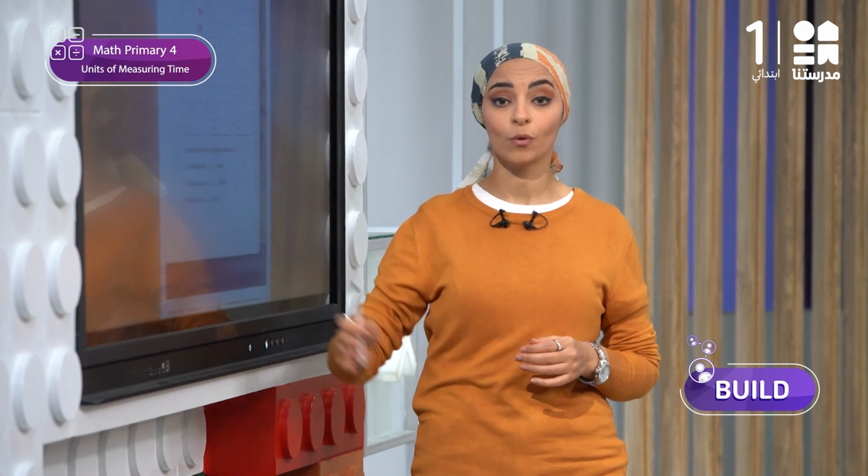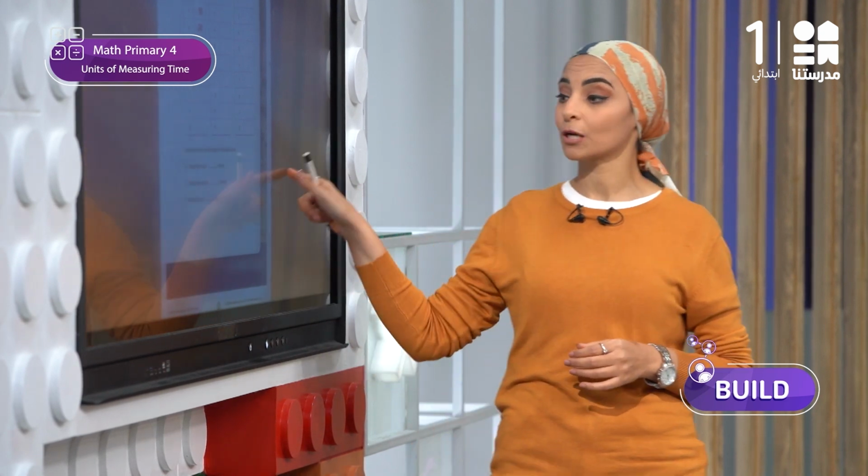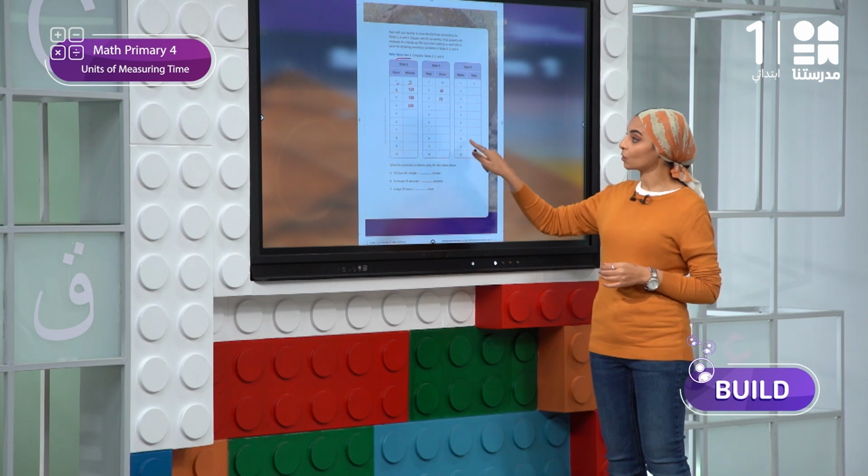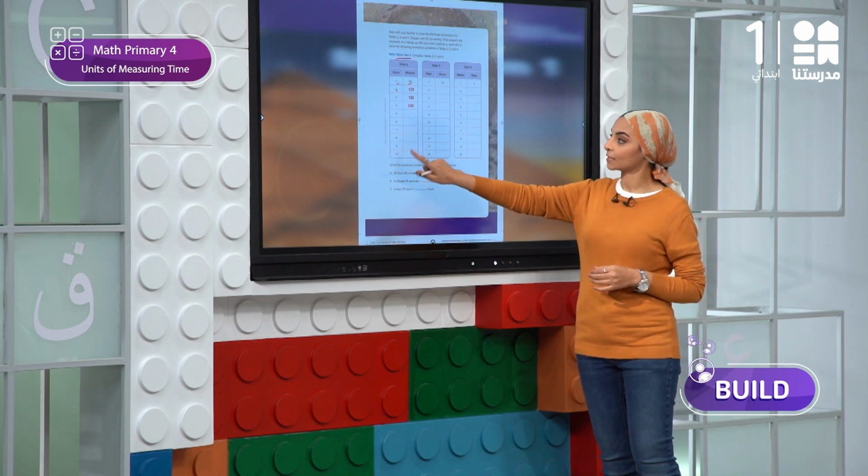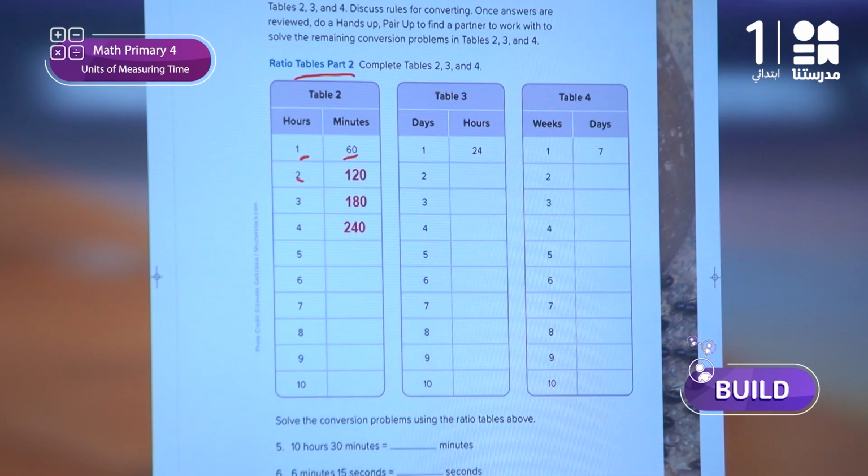هنكمل بقى بقية الجدول بنفس الطريقة لغاية ما نوصل in 10 minutes equals to what? Yes, 10 times 60 يعني 600.